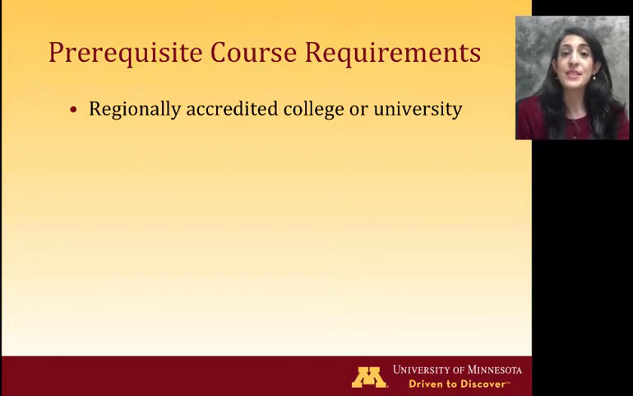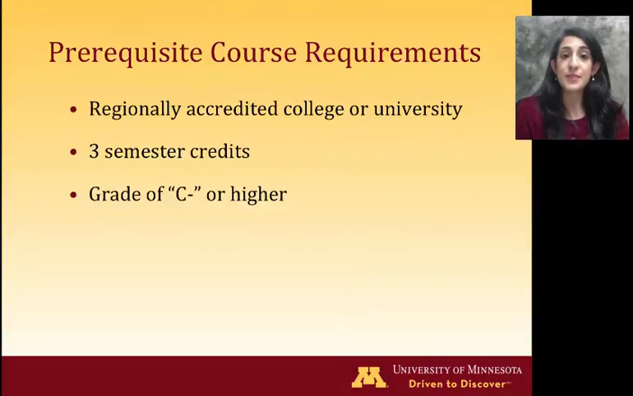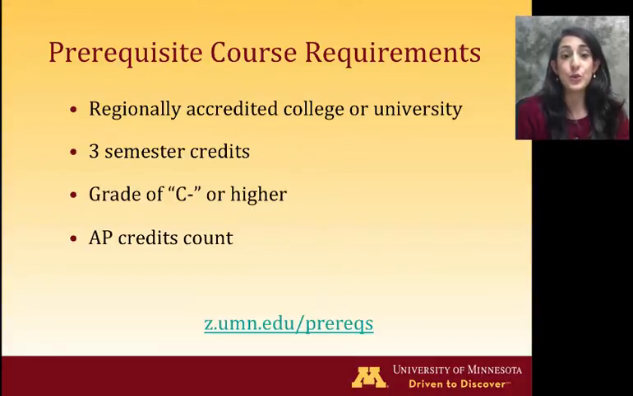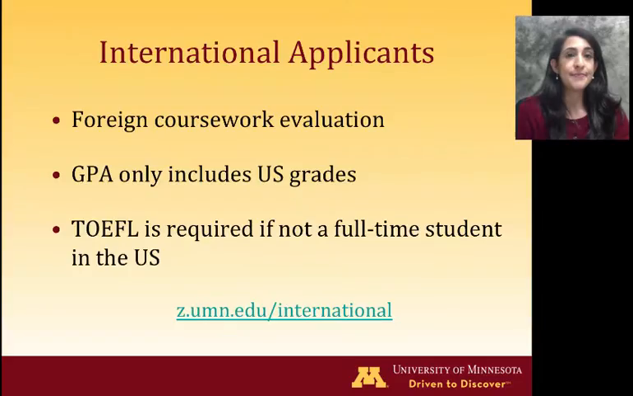Prerequisite courses must be taken at a regionally accredited college or university. They should be at least 3 semester credits and must be completed with a grade of C- or higher. AP courses do count. For international applicants, you must have a foreign coursework evaluation done. Your GPA will only include courses taken in the U.S. A TOEFL is required if you have not been a full-time student in the United States.